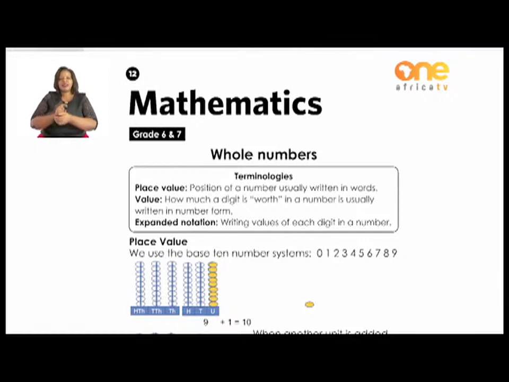The first one is the place value, and the definition of that is the position of a number, usually written in words. The value, how much a digit is worth in a number, is usually written in a number form. The value should be written in a number form. Expanded notation, writing values of each digit in a number. Those are the terminologies, so we have to go one by one, breaking them down.